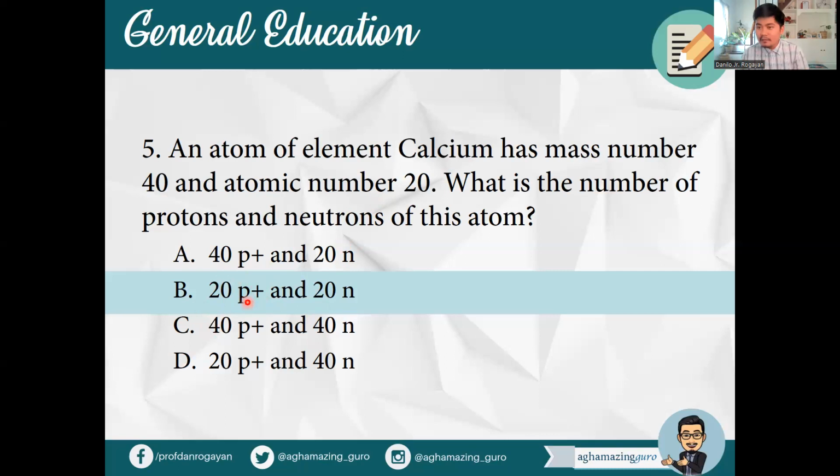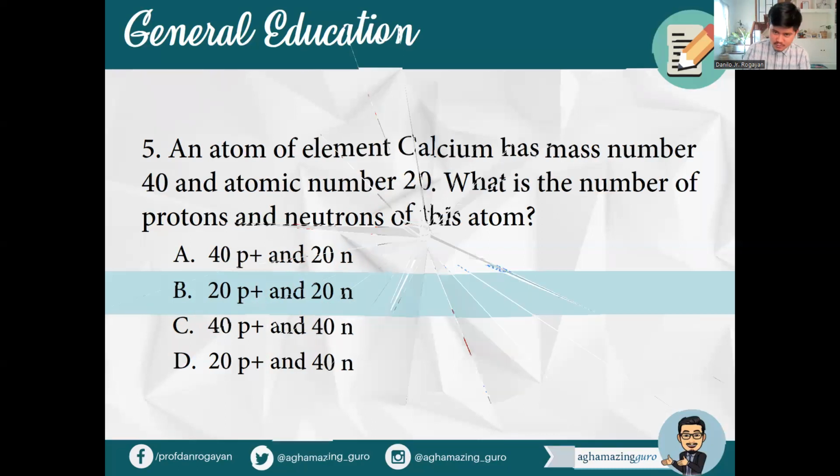Okay? Now, pag given ulit yung ating atomic mass, para makuha natin neutron, ang gagawin lang natin is we're going to subtract the atomic mass minus the atomic number. 40 minus 20 is 20. So that is 20.